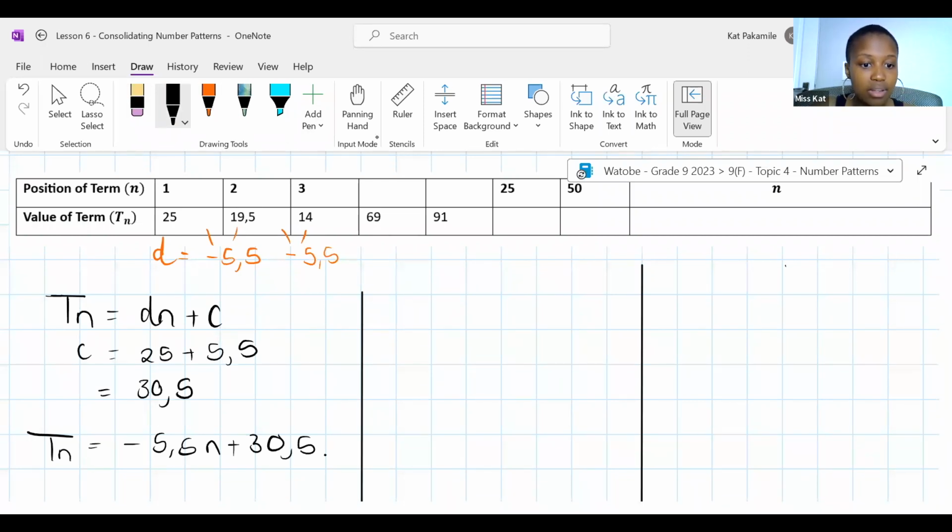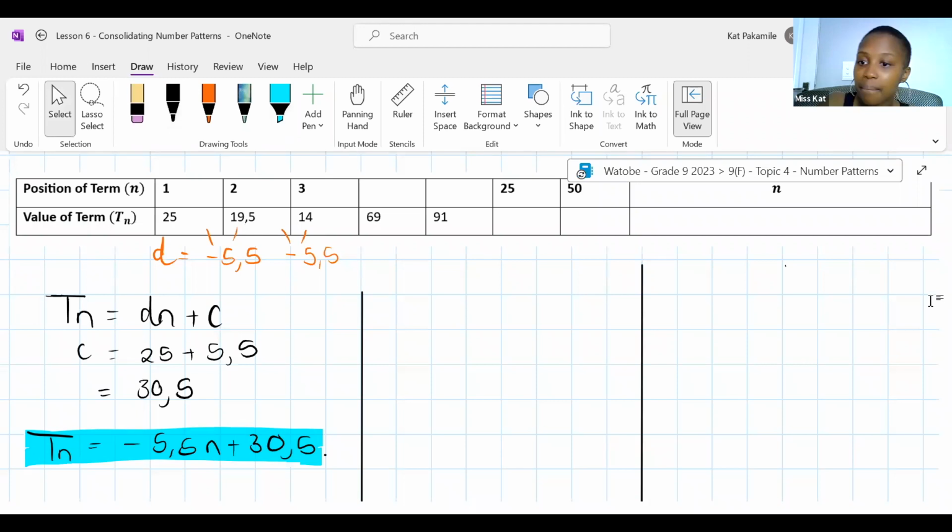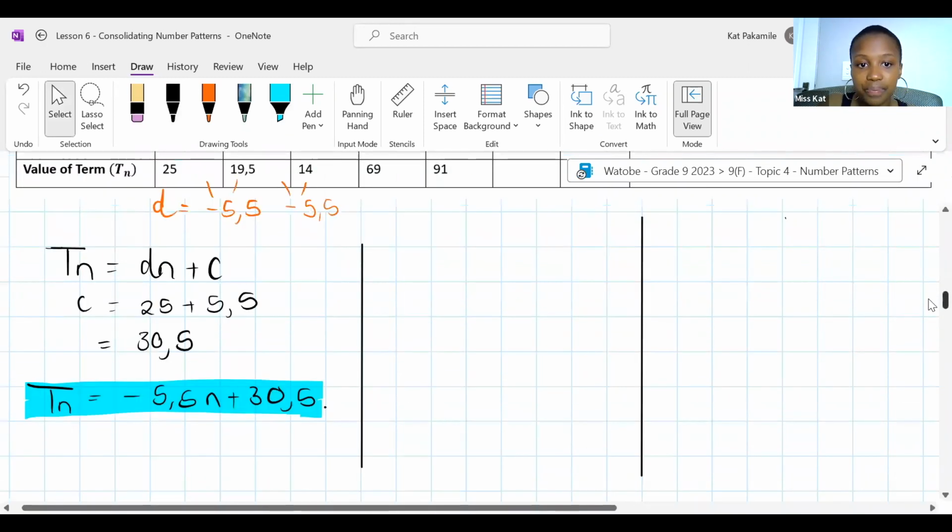So we have our general formula over here at the bottom, right? And we're going to use it to find the position. So is 25 the position of the value 69? Is that what you mean? Yes, ma'am. Okay, let's see.